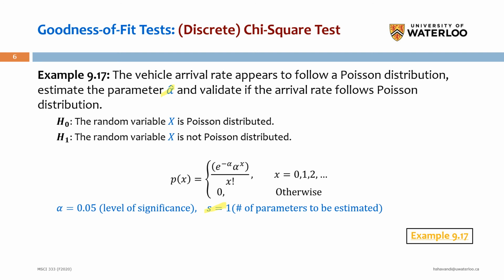Okay, and the alpha here, the significance level, is assumed to be 5%. So I will go through the details of this example in Excel in our live session this week.